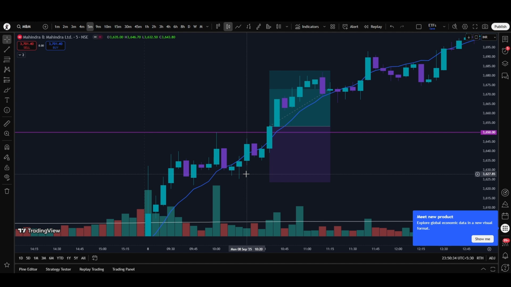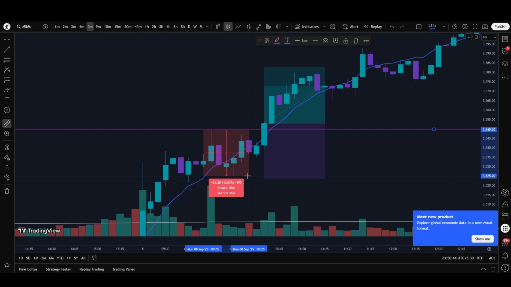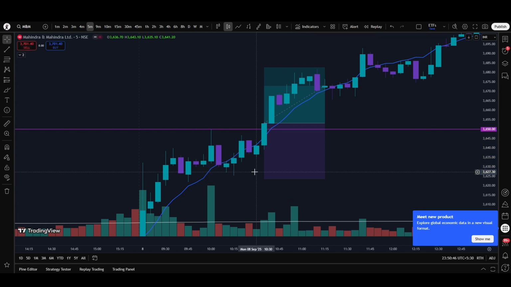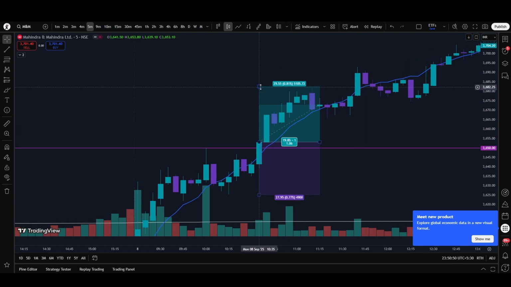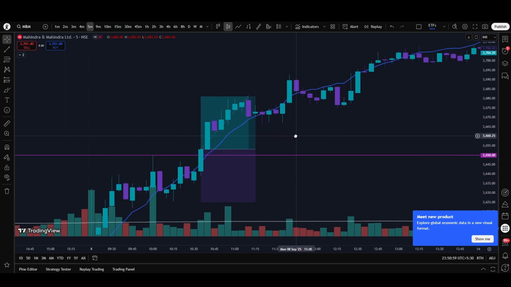So once it has closed, you basically want to see how much pullback has happened till then. Okay, so ideally the pullback has happened from here all the way till here, so 24 points, 24.5 points, right? So you would want to place your stop loss right here and basically aim for 1:1. So you can see that we have very comfortably reached 1:1.